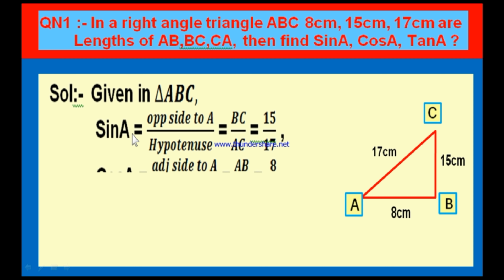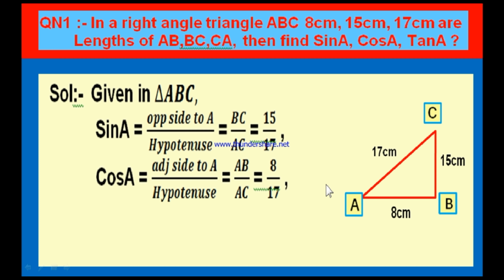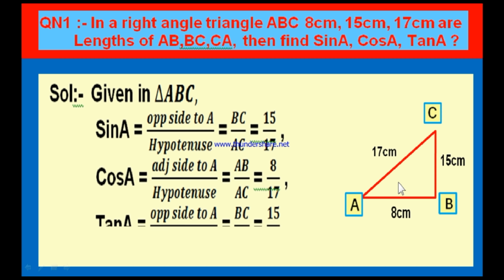Now first of all, let us find sin A. What is the formula to find sin A? Just recollect. Good. Sin A is equal to opposite side to A by hypotenuse. Now, for the angle A, opposite side is BC and hypotenuse is AC. Therefore, sin A is equal to opposite side to A by hypotenuse and the side opposite to angle A is BC. Therefore, this is BC by AC. What is BC value? 15. By AC value is 17. Therefore, sin A is equal to 15 by 17. Is it clear? Good.